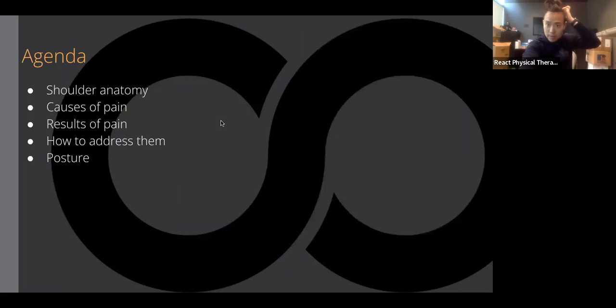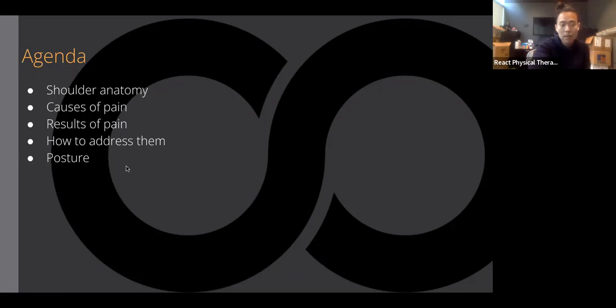So our agenda, we're going to start with a brief overview of the shoulder anatomy. We're going to talk about what can lead to pain, and then once you have pain, what that can result in. Then we're going to go over some exercises to address the structural changes that come as a result of our pain. And then we're going to touch on posture at the very end.